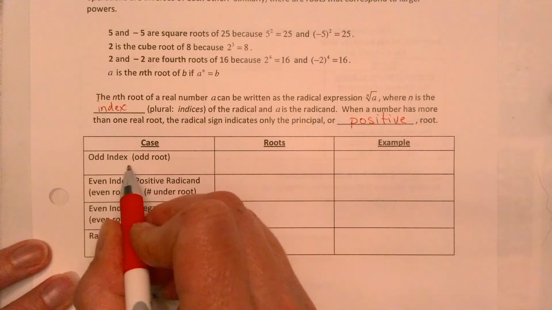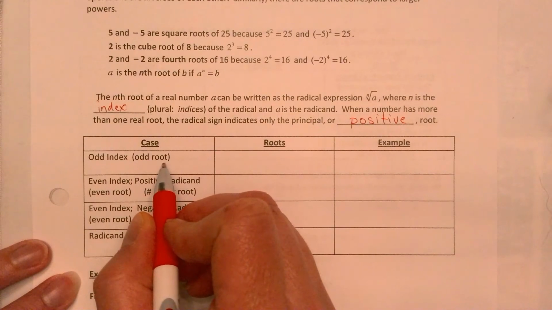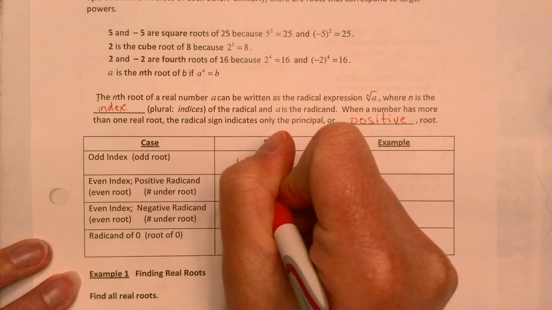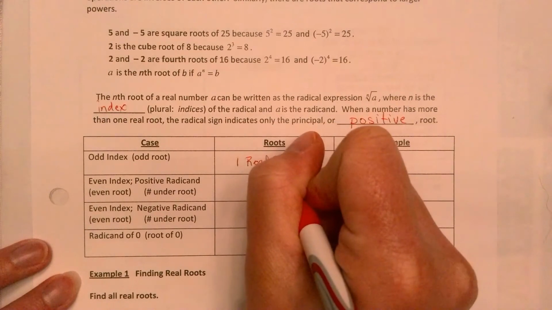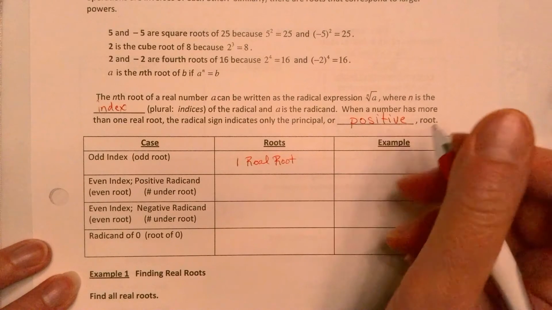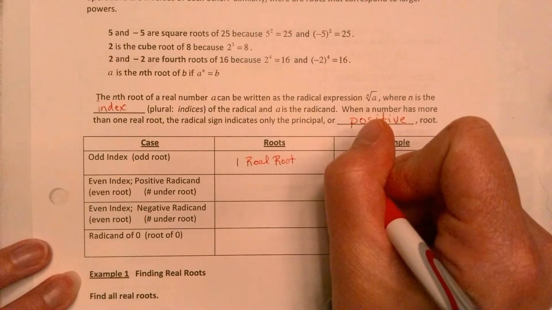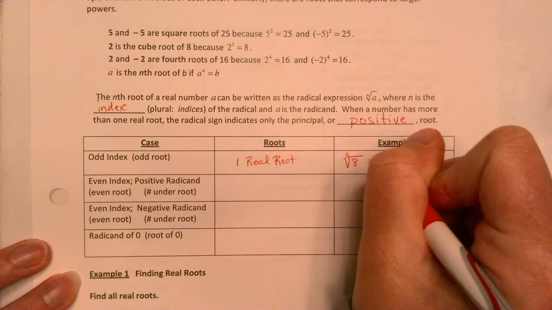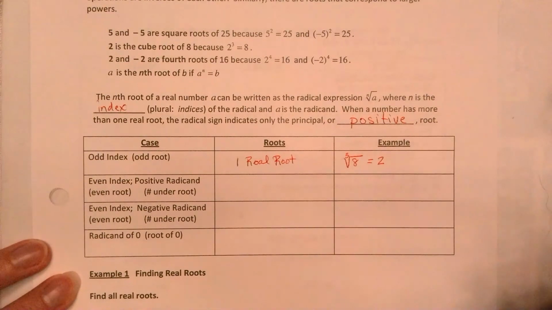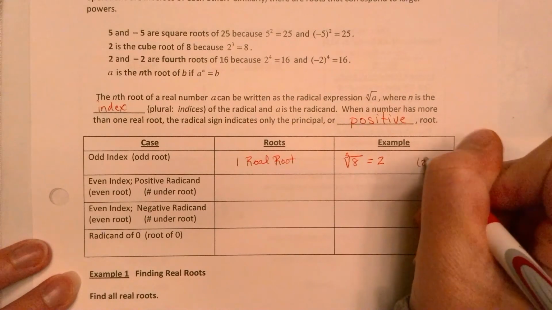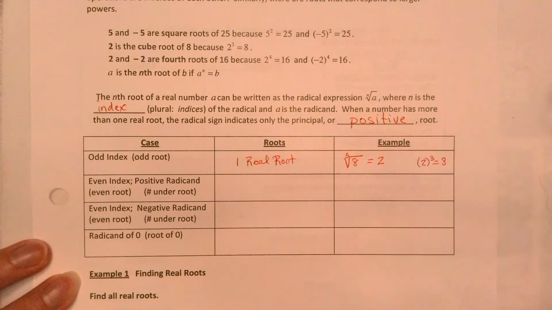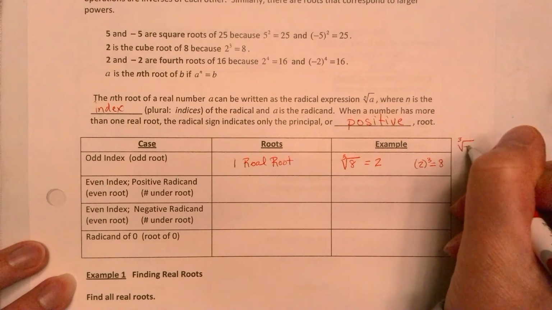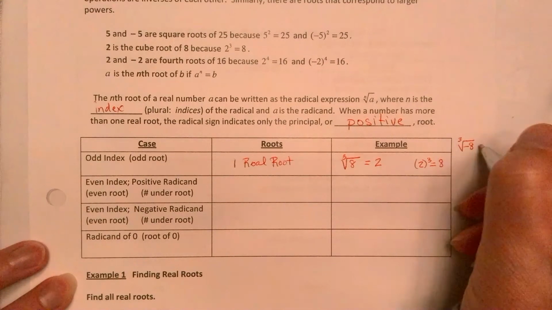If I have an odd index or an odd root, okay, I'm going to have 1 real root. So an example, the cube root of 8 is 2, and that is the only outcome. All right, why is that true? Because 2 to the third is 8. And just on a side note, if I would take the cube root of -8, I would get -2.